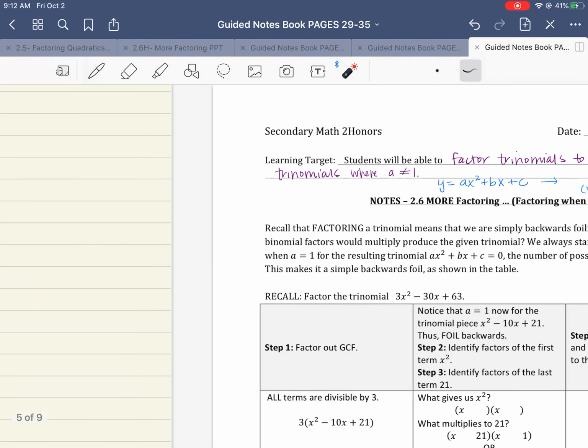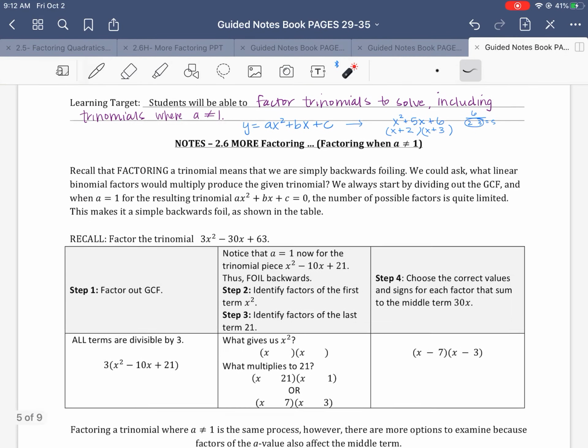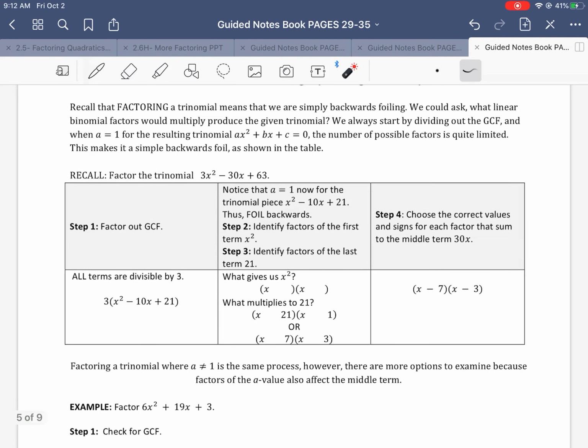So lots of different examples we could do. Let's jump over into the guided notes really quickly. And again, these are just a bunch of examples. So it walks you through the steps. Again, factor out the greatest common factor if there is one. So if we were factoring 3x squared minus 30x plus 63, and we factor out a 3, then we're going to be left with x squared minus 10x plus 21.